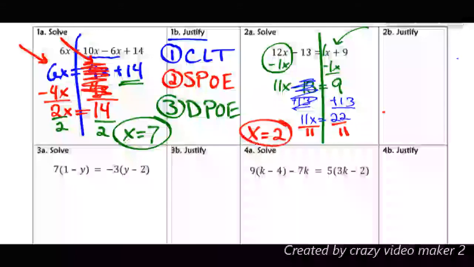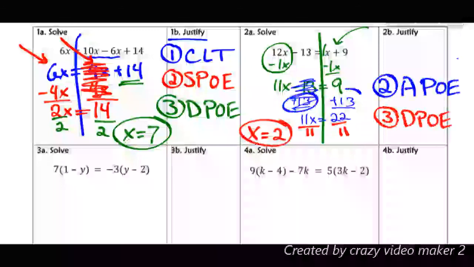So my last step there in red was DPOD. My second to last step in blue was APOE. I added on both sides. I added 13 and I added 13. Those properties only happen when you do something on both sides of the equal sign. I'm adding on both sides. That's called the addition property of equality. It's happening on both sides of the equal sign. That's why the word equality is there.